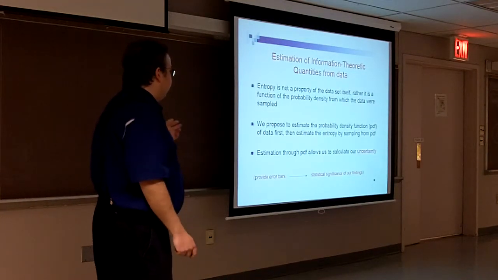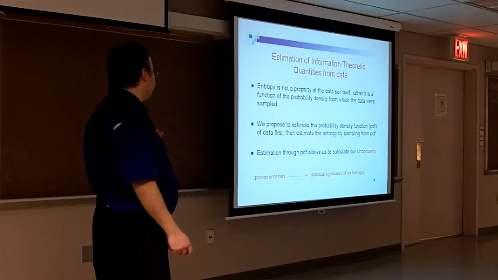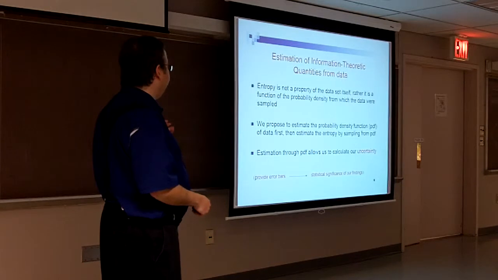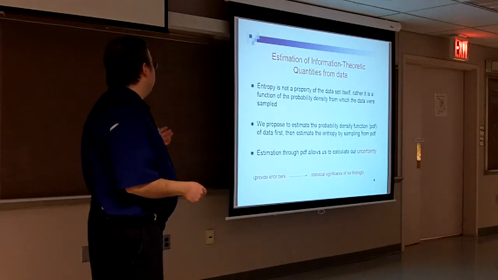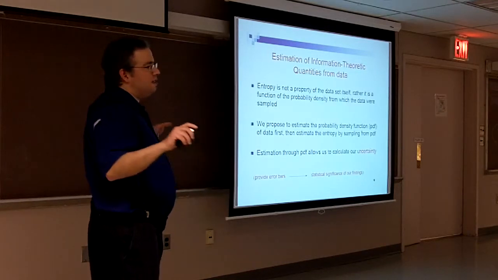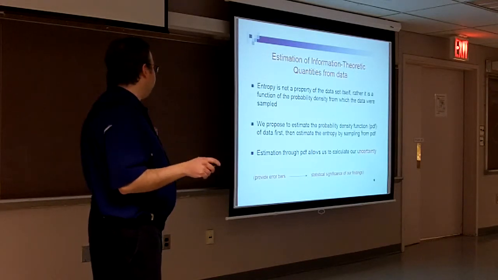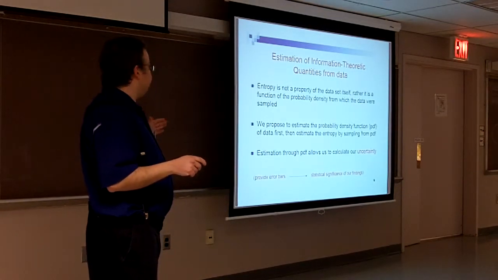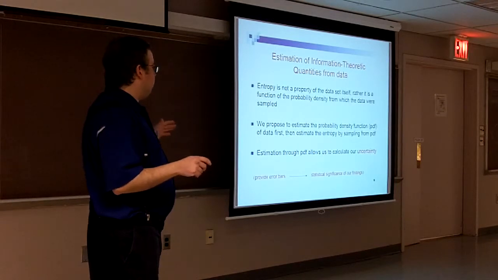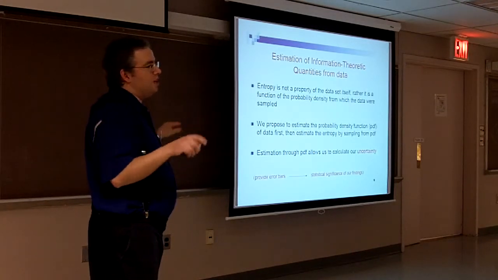So in our cases, we prefer using Bayesian methods generally. Why? Because if we use Bayesian methods, we generally estimate the probability density function as a whole. And then we can estimate the entropy, I mean the uncertainty about the PDF as well.